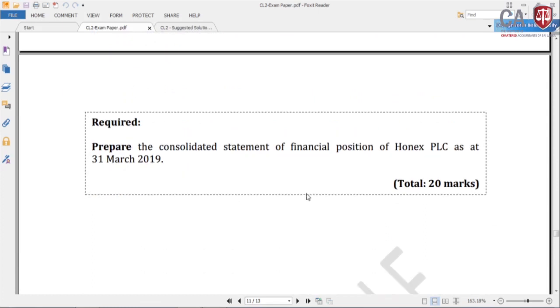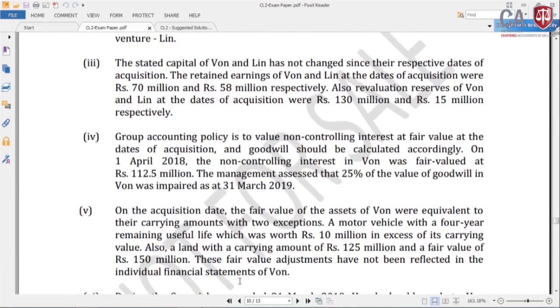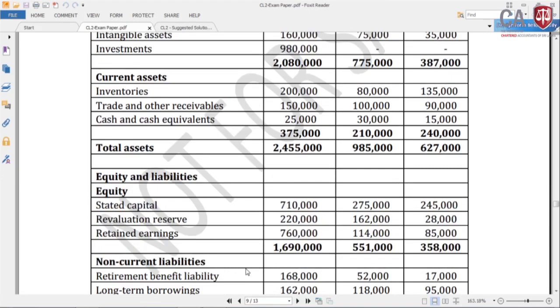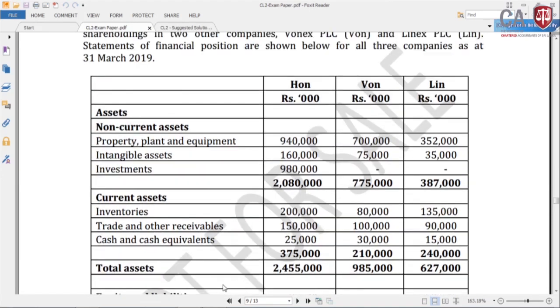Required to prepare a consolidated statement of financial positions of Honex PLC as at 31st March 2019. So, we will write up the balance sheet format and then we will get on with the calculations.